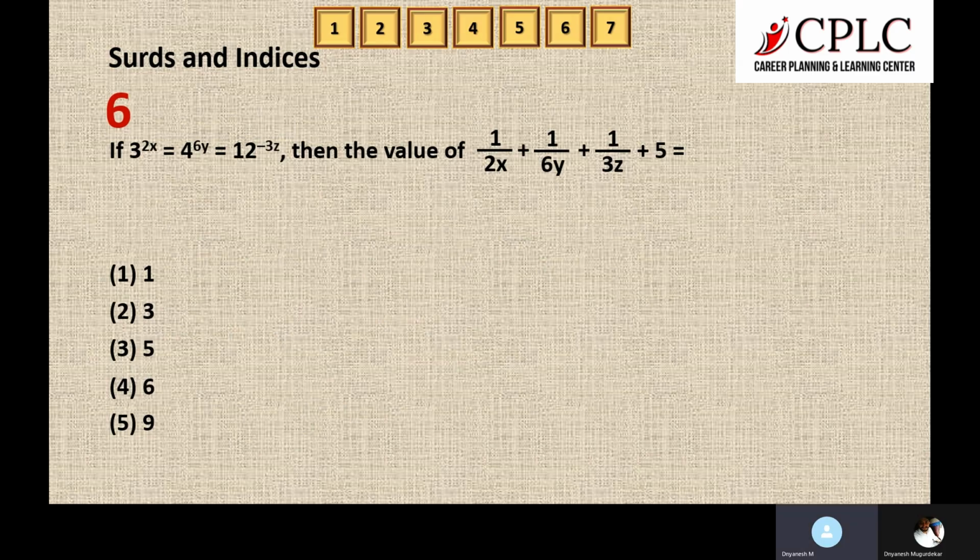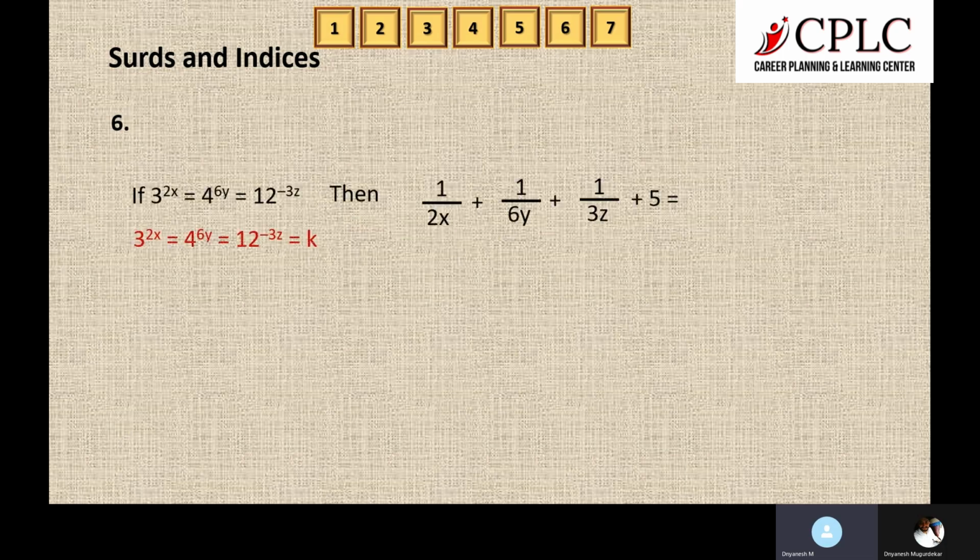Next one: three numbers are equal to each other. We have to find the value of some expression. A similar kind of thing we would have explored in ratio and proportion. Let all of them be equal to k. Individually also they are equal to k. So the value of 3 in terms of k will be k raised to 1 by 2x. For 4 it will be k raised to 1 by 6y, and for 12 it will be k raised to minus 1 by 3z.